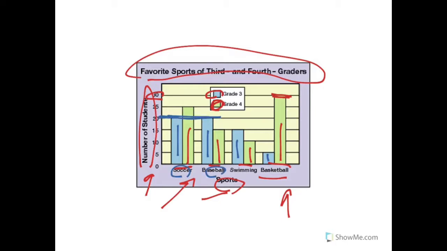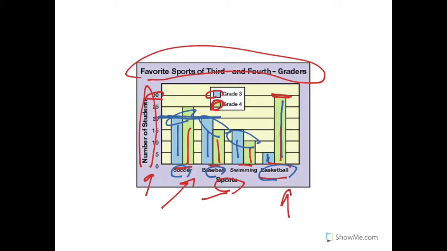Okay, you can compare. If you asked which sport has the greatest difference from one grade to the other, well, you'd say, okay, basketball, because a lot of 4th graders like basketball, and a very small amount of 3rd graders like basketball. Or if I said which ones are very close, well, these 3 are only off by 5 each, but you can see that they're close.